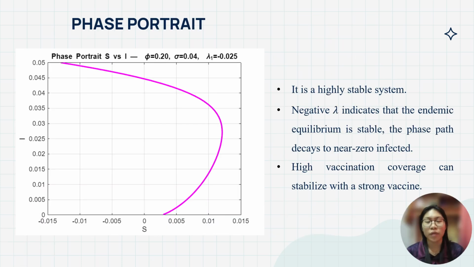When both vaccination rate and vaccine effectiveness are high, the endemic equilibrium is stable. This means that with a strong vaccine and high vaccination, the endemic can be well controlled and the trajectory decays, approaching zero infection. This phase portrait shows the best control system compared to the others for the endemic equilibrium.